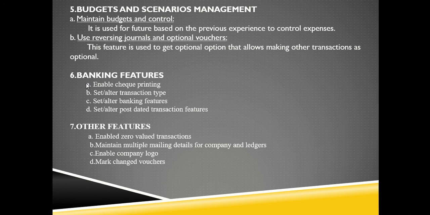So next we have the banking features. If you want anything related to your banking feature options, then you can have it. If you want a check to be printed, then you can enable that option. Then if you have transaction types to be altered, then you can enable this. Or if you want to set or alter your banking features, you can enable this. Or if you want to set or alter your post dated transaction features, whether that needs to be updated or not, you can enable this option. So the other features are enable zero value transactions, maintain multiple mailing details for companies and ledgers, enable the company logo and mark change vouchers.